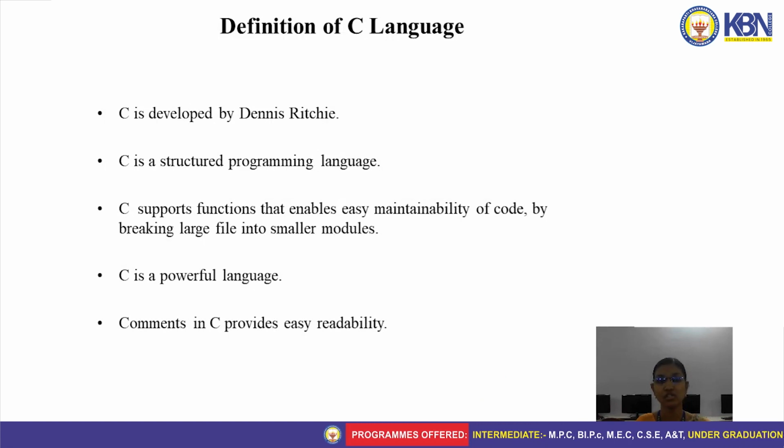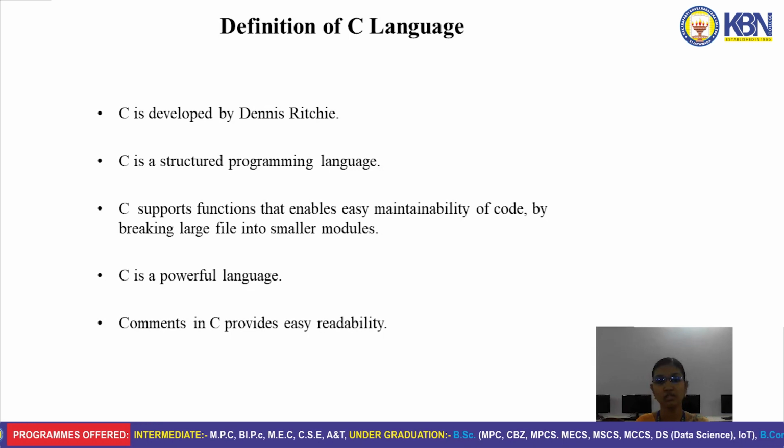Now coming to the definition of C language. C language was developed by Dennis Ritchie in 1972, and C is a structured programming language, and it is also known as a procedural programming language. C supports easy maintainability of code by dividing a large problem into smaller modules. And C is a powerful language.